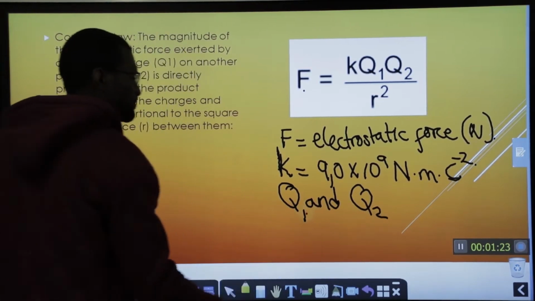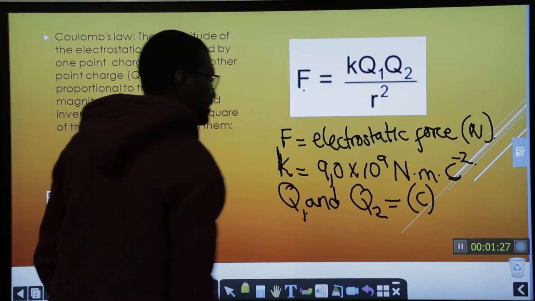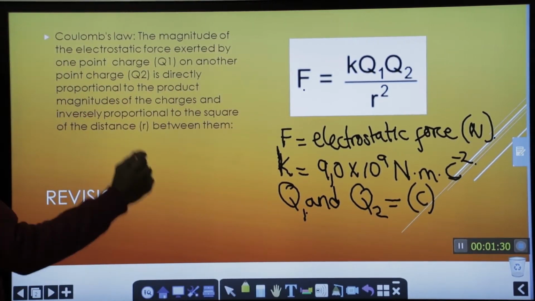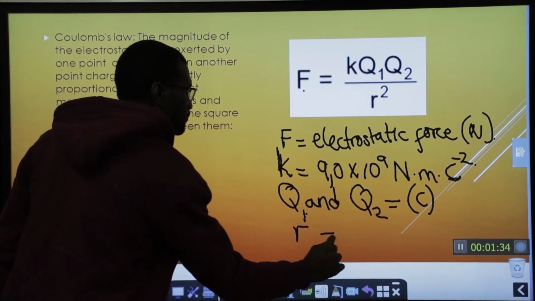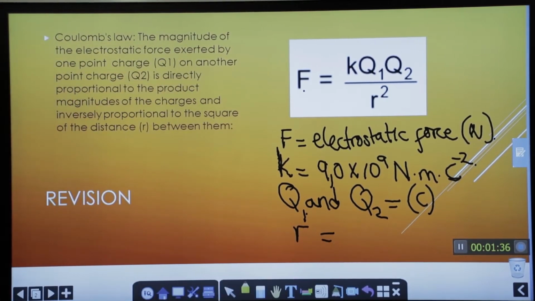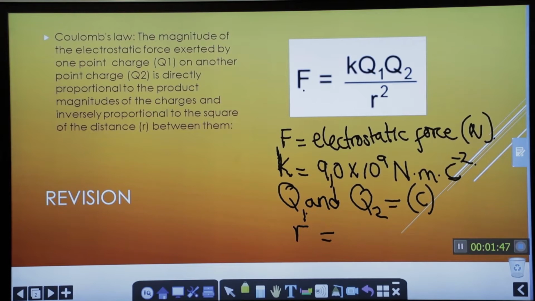Okay, the next one, charge 1 and charge 2 are charges, and as you know, charges are measured in coulombs. Also interesting is R, which is the distance. Here it's squared. Remember when we looked at Newton's law of universal gravitation, we said the relationship between F and R is an inverse square.